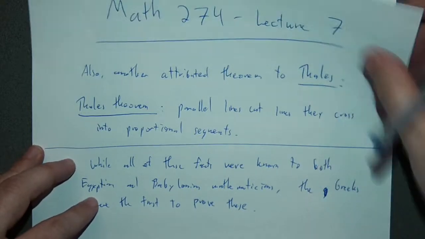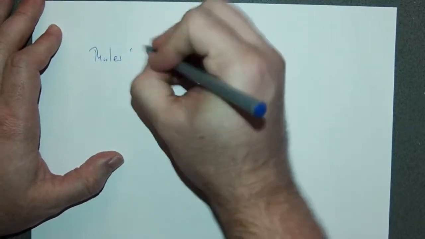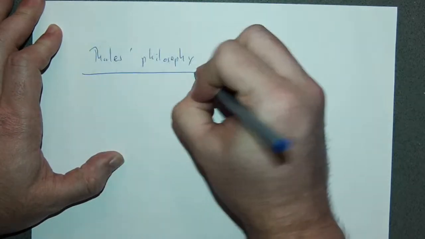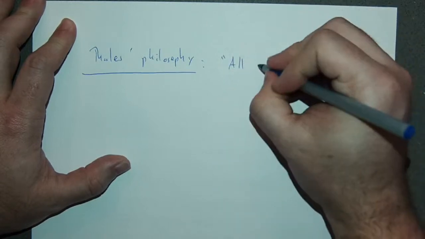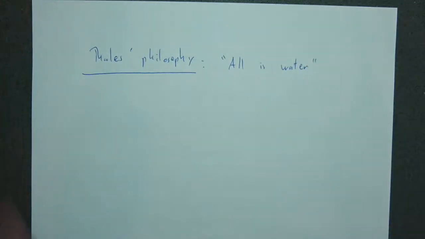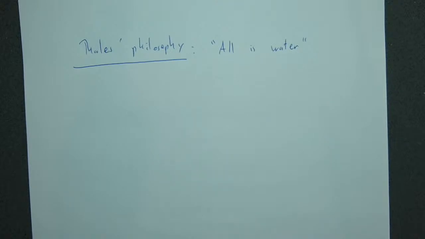So philosophically, what was Thales known for? Thales' philosophy was summed up with a statement that's pretty widely attributed to him: all is water. All things are water. So what did Thales mean by this?